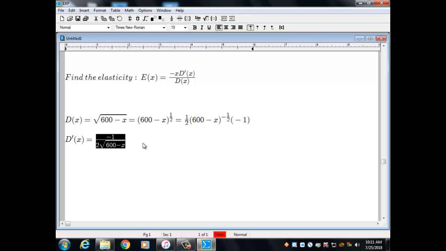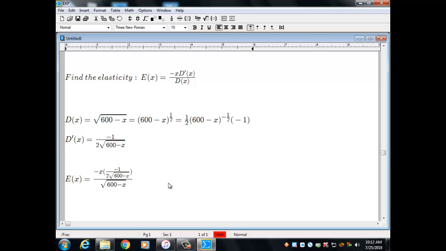What do we've got? To use the formula, E of x equals -x times this piece, just loving copying and pasting, baby. So it's -x times d prime of x, which is this piece, all over d of x, which is all over this piece.